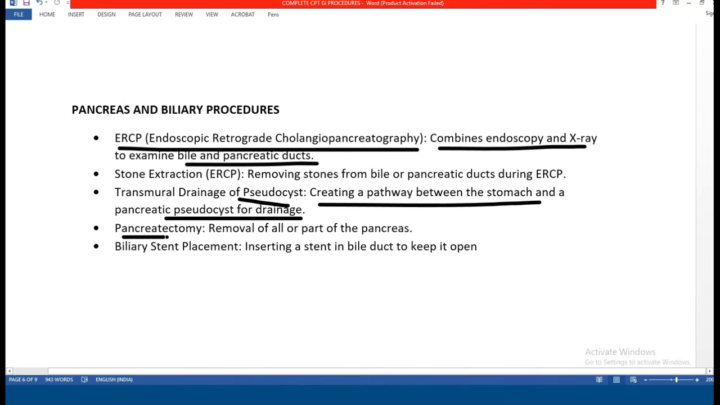So pancreatectomy. This is the removal of all or part of the pancreas, called pancreatectomy. Biliary stent placement. So inserting a stent in the bile duct to keep it open. So as we have discussed previously, wherever you see stent insertion, most of the time the patient undergoes this procedure for narrowing or stenosis, or if the patient wants to open the hollow structure.